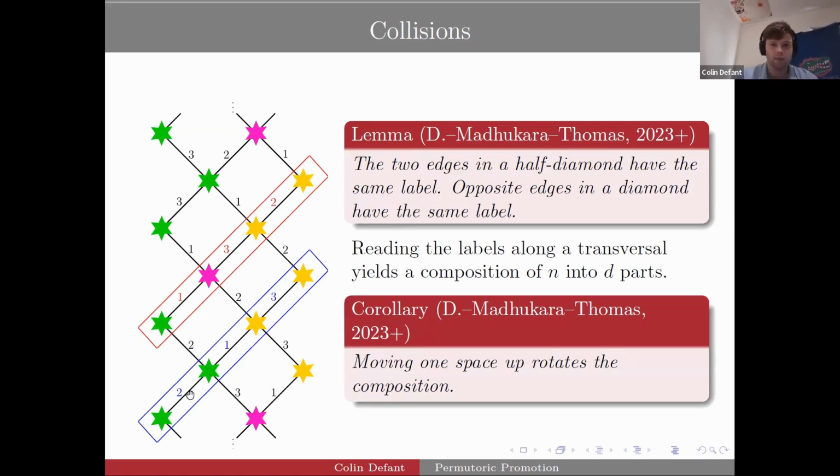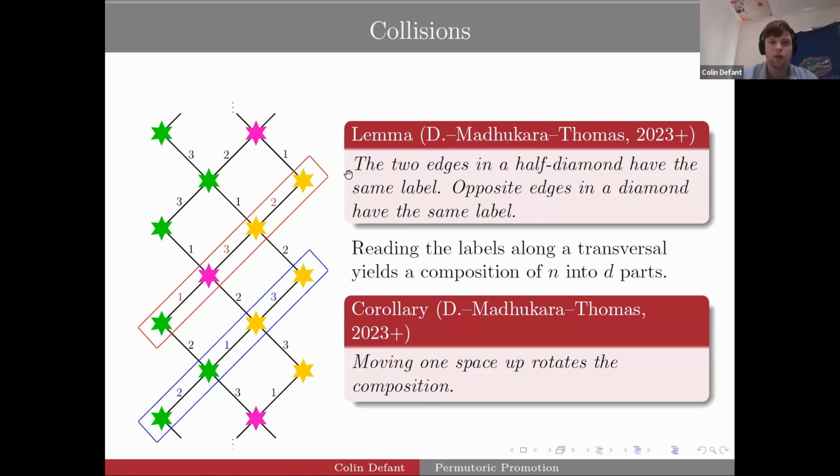And when you read the edge labels on a transversal from left to right, you'll get a composition of the number n into d parts. So in this example, n is 6 and d is 3. And you can see that 2, 1, 3 is a composition of 6 into 3 parts. And similarly in red, 1, 3, 2 is a composition of 6 into 3 parts.